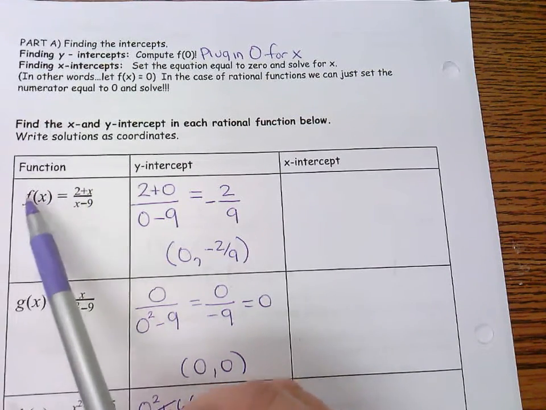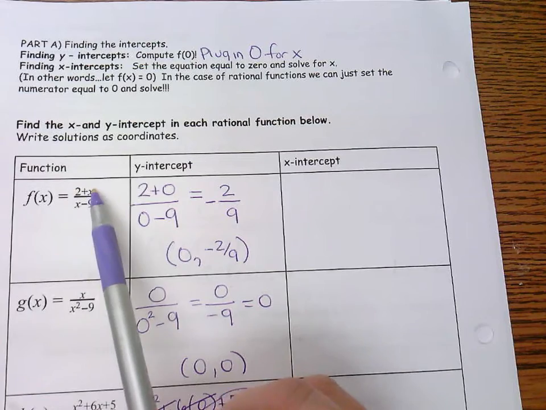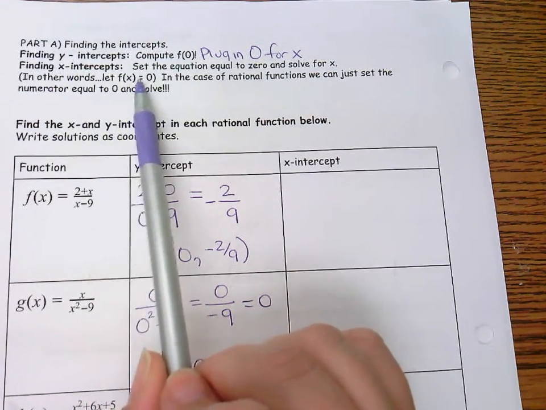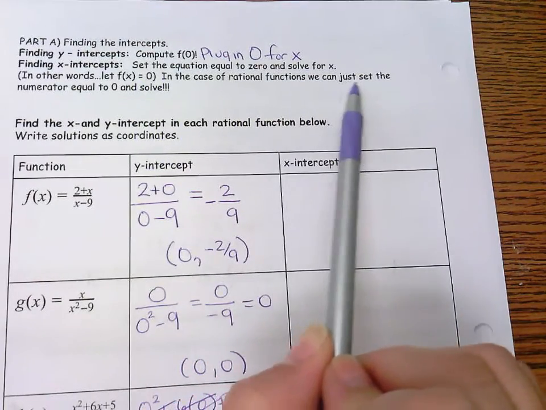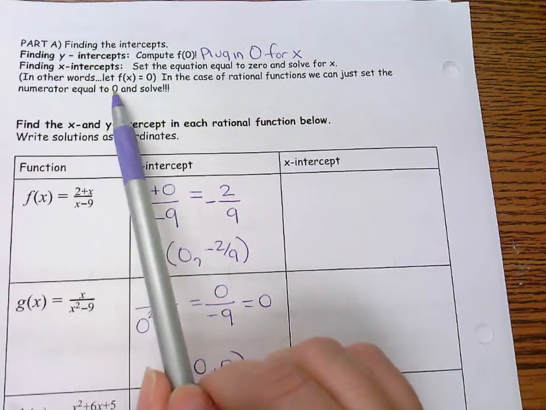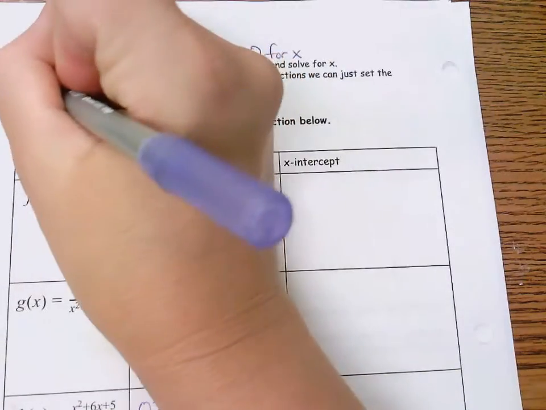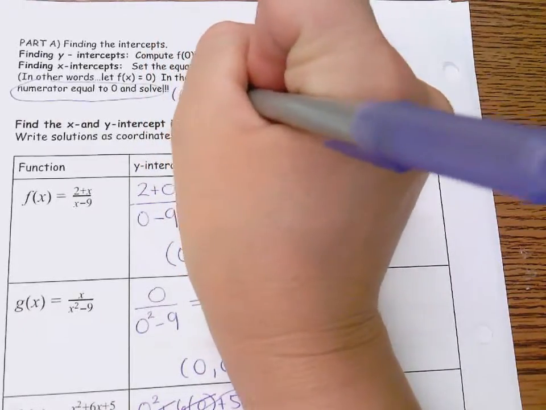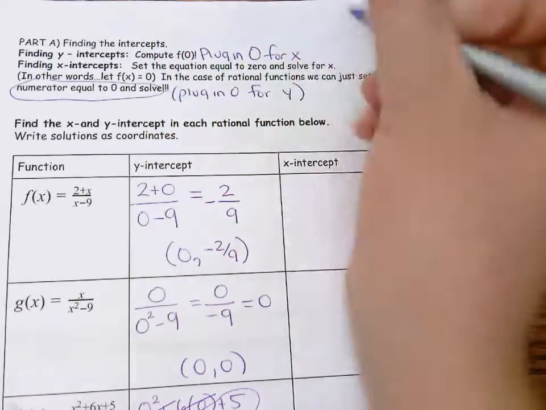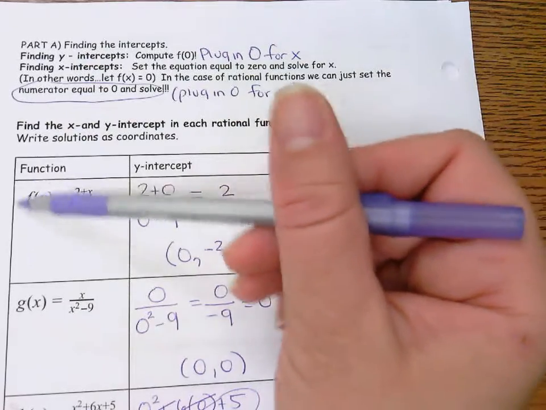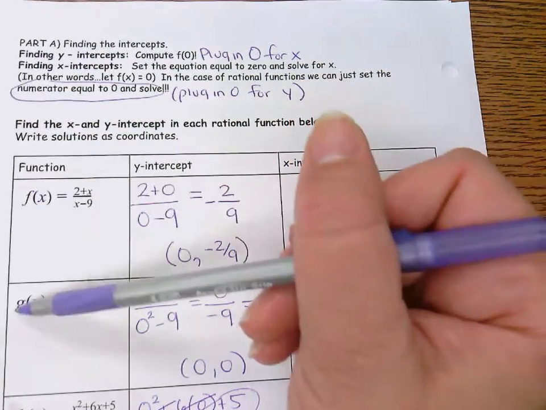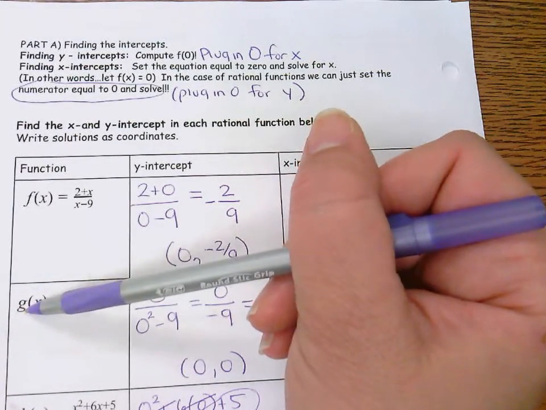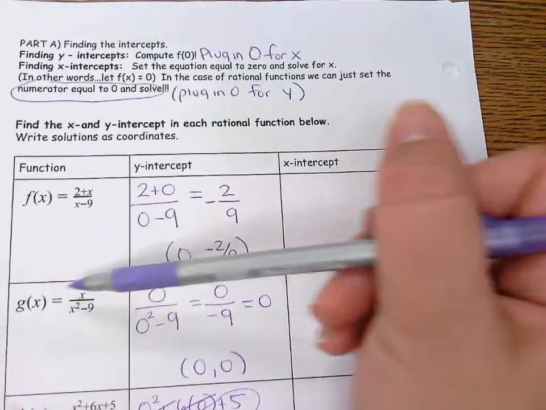So if 0 equals 2 plus x, the shortcut, in other words, let f of x equal 0, but in the case of rational functions, we can just set the numerator equal to 0 and solve. So this is kind of a shortcut, right? You're plugging in 0 for y, but what's really happening is this side of the equation goes away, 0, right? Because this is y equals. The denominator gets multiplied to the other side, 0, and I get 0 equals the numerator every time.